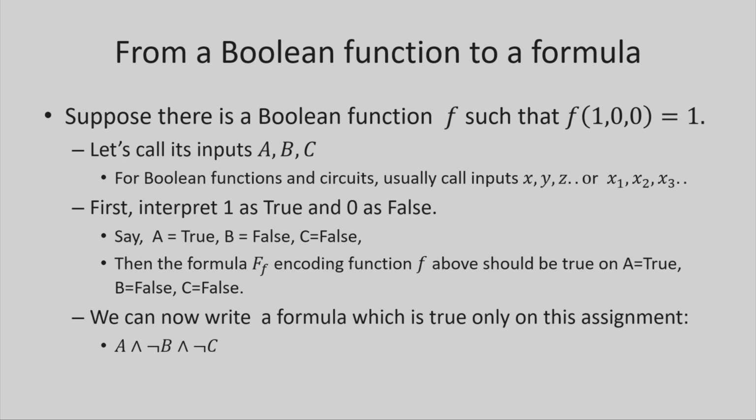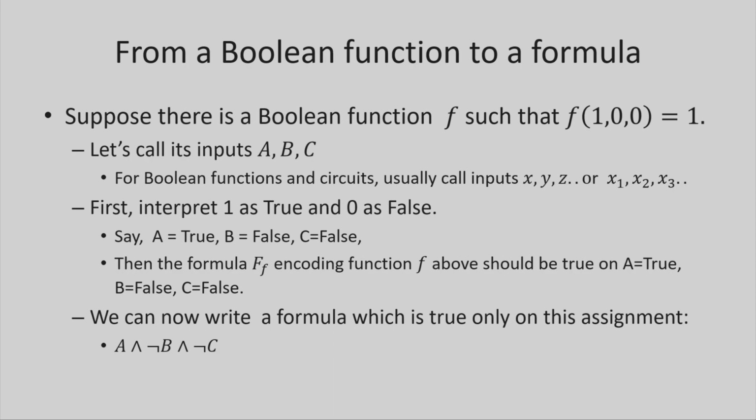First, we can look at the question, is the first input 1? Yes, no. Is the second input 1? Is the third input 1? So we could set variable A corresponding to the first input to true, because the first input is 1, and B and C to false. So the formula which will encode that function should be true on its three propositional variables when the first variable is set to true, the second one to false, and the third one to false.